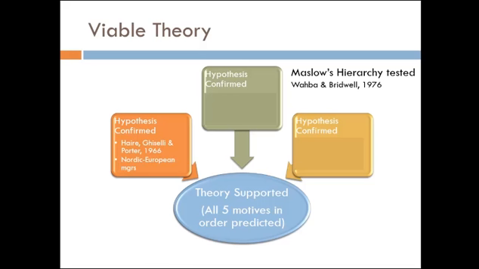So they have a study from 1966 with Nordic European managers, another one in 1970 using American top and middle managers, and then another one in 1967 using top military managers. So with these 3 studies, it looks like there's a lot of evidence supporting the theory. So does that mean the theory's right? That it's been proven? No, it means that it's viable. We never prove a theory. All this means, with all this support, is that the theory is viable.